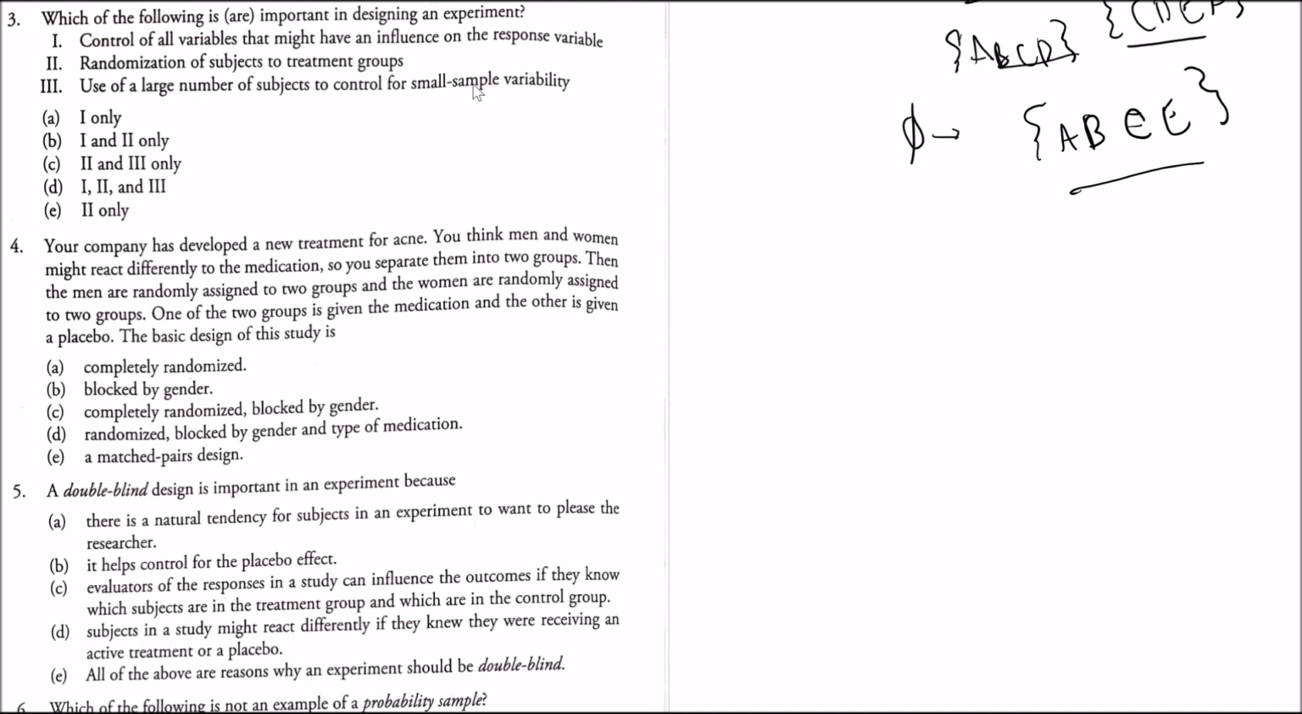All right, so for number 3, which of the following is or are important in designing an experiment? First, control of all variables that might have an influence on the response variable. So that would be like controlling confounding variables. So that makes sense, right? We need to have that.